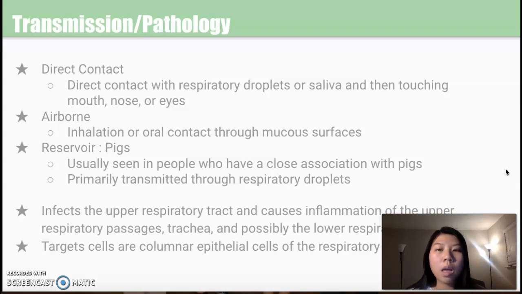How these viruses infect the body is through the upper respiratory tract, and they cause inflammation of the upper respiratory passages, the trachea, and sometimes even the lower respiratory tract. The cells that they are targeting are the columnar epithelial cells of the respiratory tract.